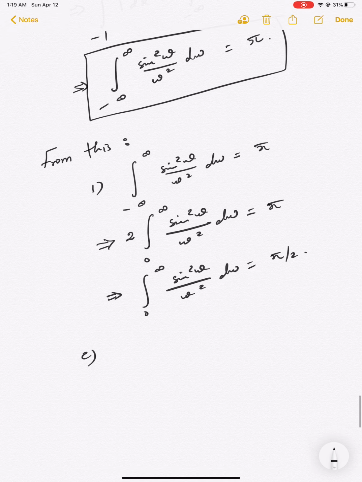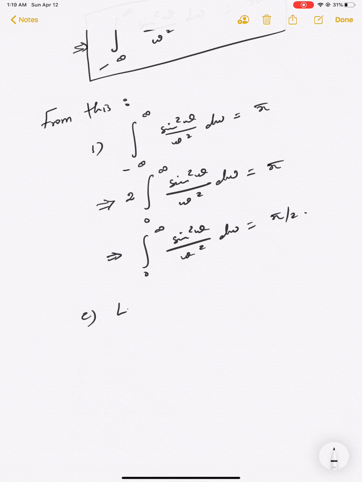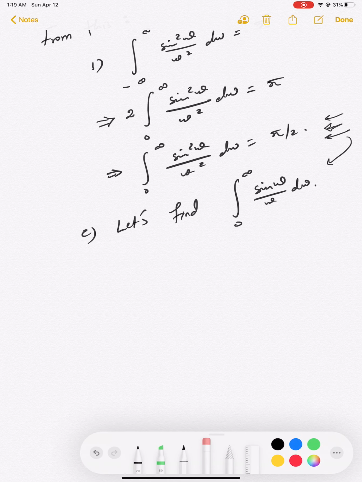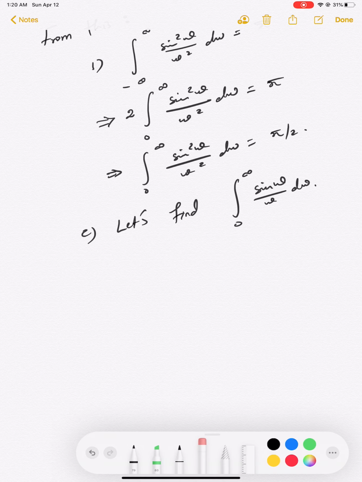The other consequence I like to compute: let's find together the integral from 0 to infinity of sine omega over omega. Okay? So I'm going to find this using this. I'm going to use the square version of this integral to find the integral. And please be very careful. This integral is not the square of this. When you have squares, you can't insert the square into the integral. This is very dangerous. So how do we compute this integral?